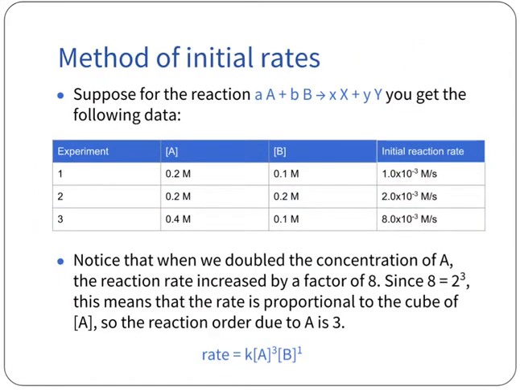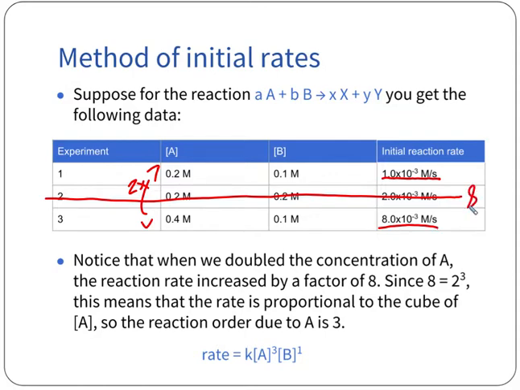Looking at A now, we're not going to care about experiment 2 anymore. It's sort of irrelevant because we didn't change A for 2. But we're going to look at 1 versus 3. So we doubled the concentration of A. Let's look at what happened to the reaction rate. It went from 1.0 times 10 to the negative third to 8.0 times 10 to the negative third. It went up by a factor of 8 times.